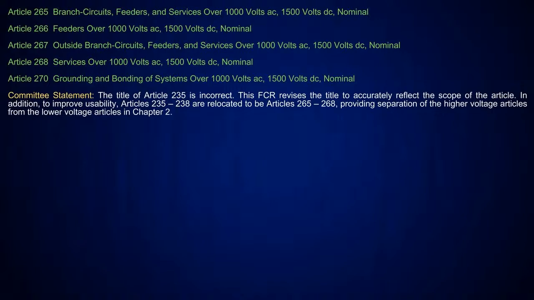We'll do that when we get there. But for the main portion right now, for everybody to wrap their head around, this is what you're going to see in the 2026 code: you're going to have new articles here.